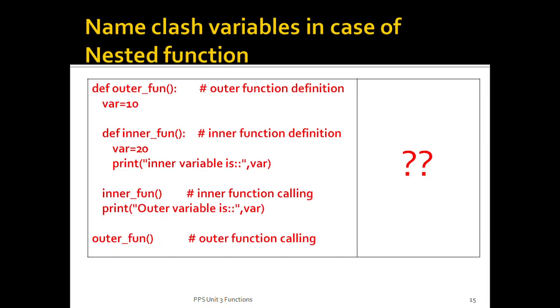Now let's see next, name clashes of variables in the case of nested functions. So this is homework for you. What will be the output of the program? You have to just try it on your system, and tell what var will contain and what will be printed.